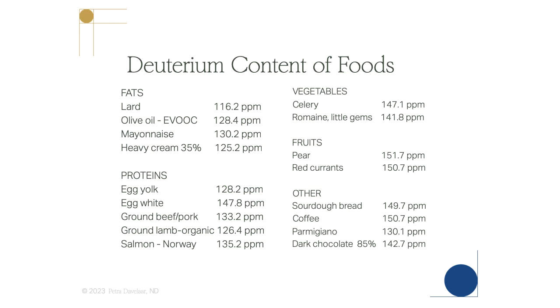And then we have some really great sources of ground beef and pork and lamb and salmon. All of those are on the lower end of the area of proteins. Vegetables, celery is actually quite high at 147. Romaine is 141.8. We measured some fruits here. Those were above 150. And then some other foods that we were interested in: sourdough bread, coffee. We actually also tested an espresso coffee pod, which was 170 ppm. And then cheeses, which are an important part of a Dutch person's life. So those were all around 130. And dark chocolate is 142.